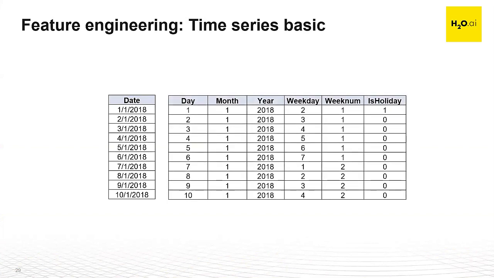Some simple things you can do is, if you have a date, you can decompose it into each element, creating fields like which day, which month it is, which week number. And you can even create fields like, is it a bank holiday, which sometimes tend to be predictive. And there are available packages out there that can help you do that.